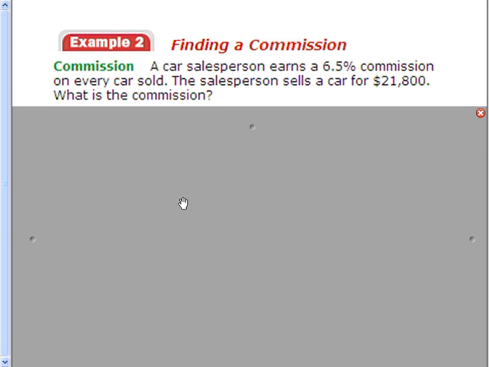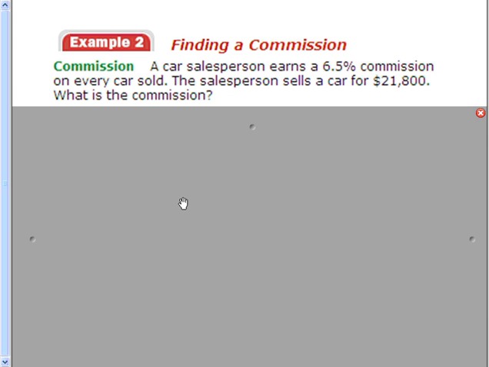Lesson 7.4, Example 2. We're going to use that percent equation to find a commission. Commission: a car salesperson earns a 6.5% commission on every car sold. So a commission is just a portion of the price of the car that the salesperson gets to keep because he or she made the sale. So that's how some salespeople make their money on commissions.